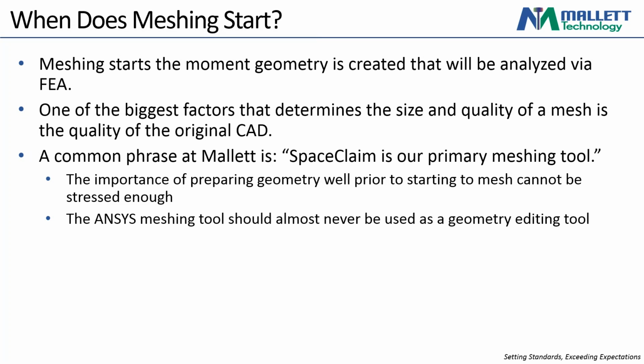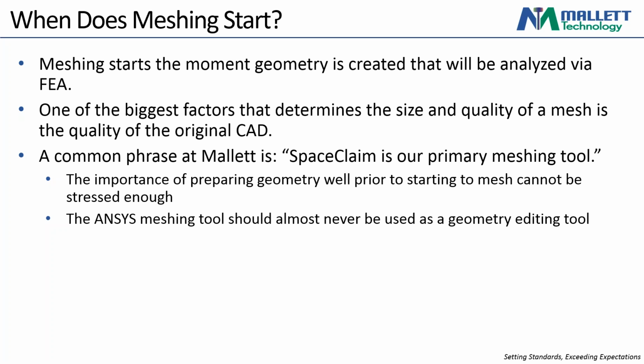Okay, so the first question: when does meshing start? Truly, meshing in my mind starts the moment geometry is created to be analyzed in FEA. If you're receiving or creating geometry that has a bunch of small faces or is broken up oddly, or is essentially of poor quality, it's going to make it much harder to mesh, and odds are it's going to make your mesh of poor quality as well. So when you're thinking about setting a problem up for meshing properly, meshing starts the moment you have the geometry and the moment it's being created.